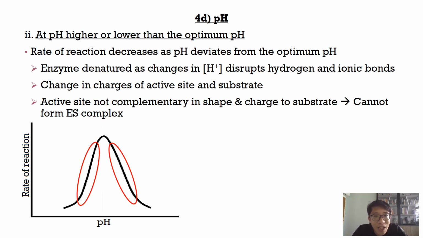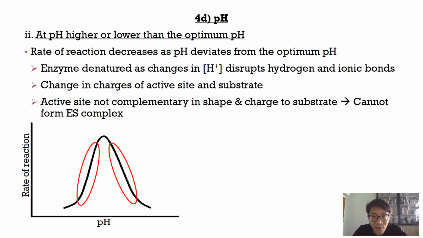But when the pH deviates from the optimum, the change in the concentration of H+ would disrupt the hydrogen and ionic bonds between the R groups in the enzyme molecule, and that brings about the denaturation of the enzyme. And with that, there would be the lack of maintenance of the shape of the enzyme, which in turn causes the loss of the shape of the active site.